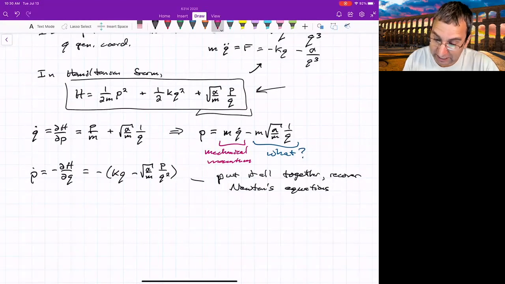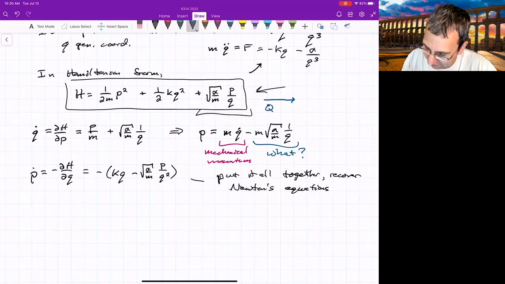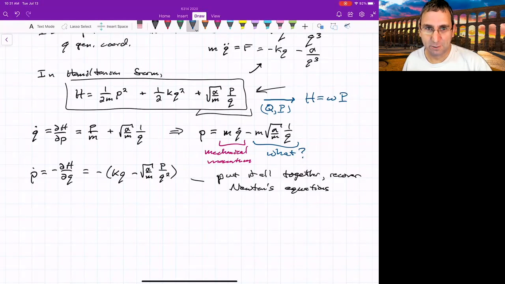Well, one of the really nice forms we've looked at before was if you can do a transformation to new variables Q and P, where the Hamiltonian is just equal to omega times P. Then it's like you've eliminated dependence on Q, and this is really simple. Your system looks like a simple harmonic oscillator because we were able to take the simple harmonic oscillator and make it look like this. My claim is there is some canonical transformation that does this.